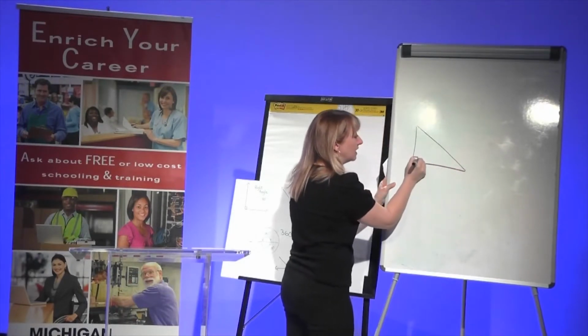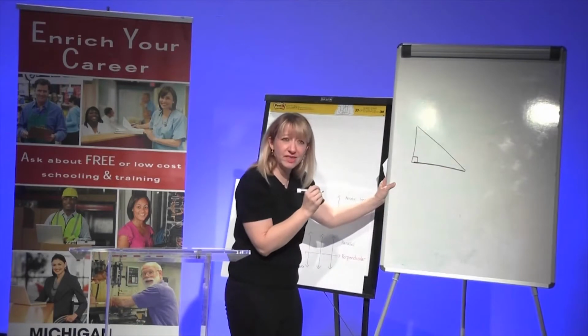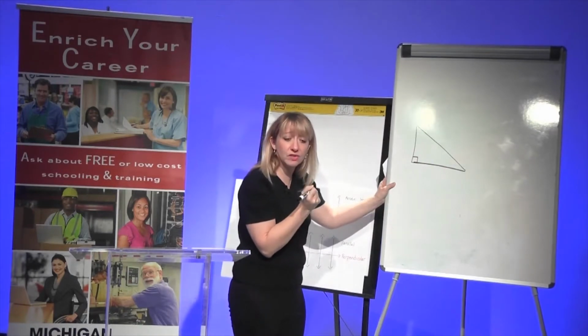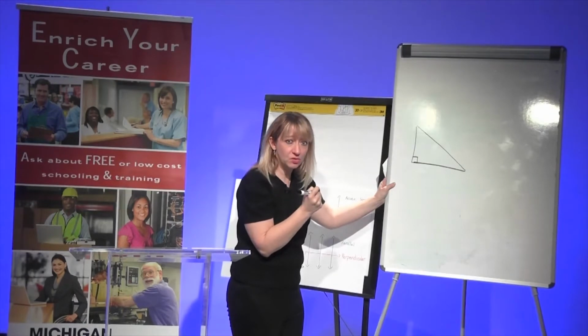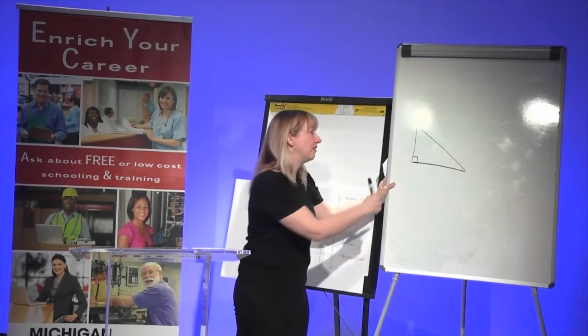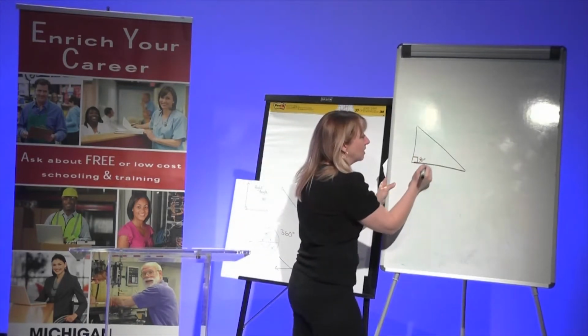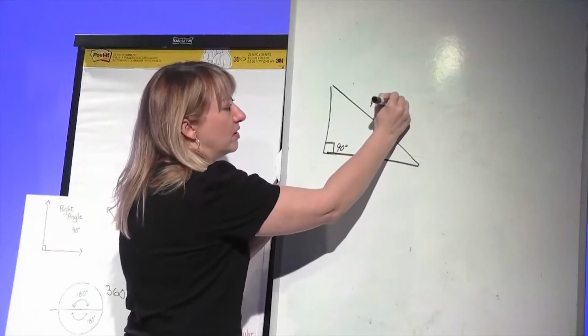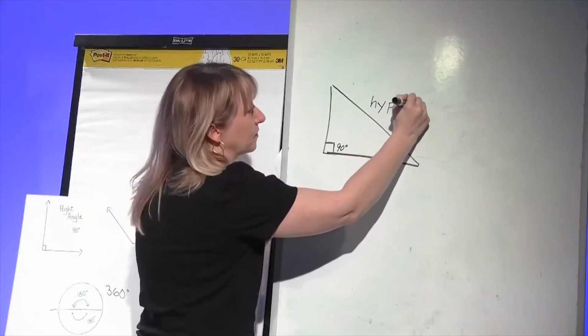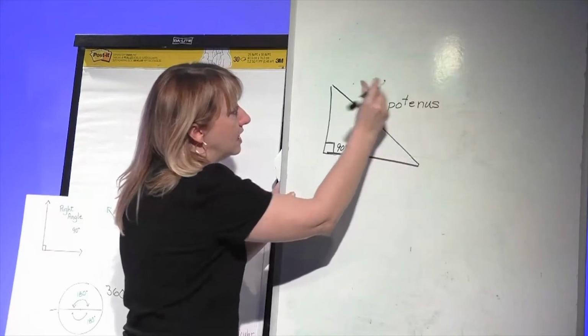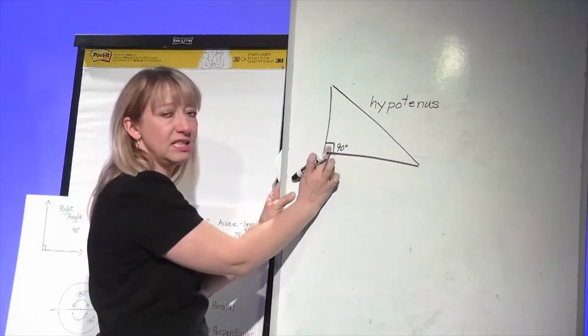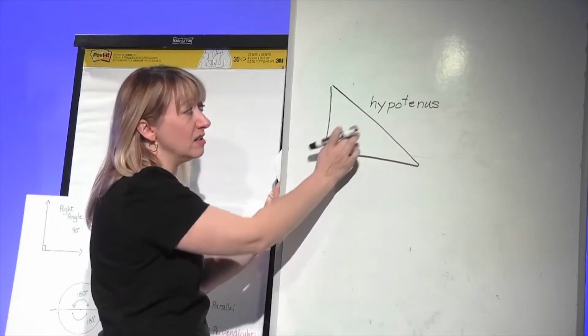So what you want to remember, too, for the Pythagorean theorem is that it only works for right triangles. You cannot use this formula for obtuse triangles or acute triangles. It's only going to work when you have this 90-degree angle. I'm just going to label parts of this. This side that's opposite the 90-degree angle is called the hypotenuse.